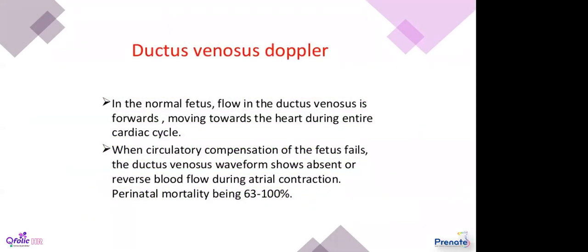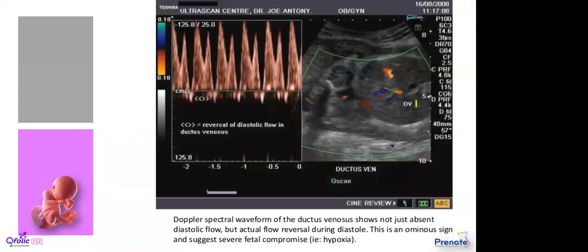What's the role of ductus venosus Doppler? In a normal fetus, flow in the ductus venosus is forward, moving towards the heart during the entire cycle. I mean that throughout the cycle, the blood is flowing towards the heart. But when the circulatory compensation fades, the ductus venosus will show absent or reversal blood flow during atrial contraction. If this occurs, the perinatal mortality is at least 60 to 100%. It's a very bad sign.